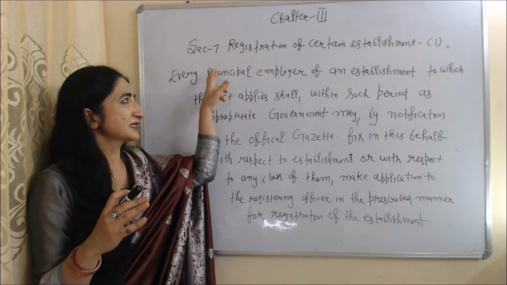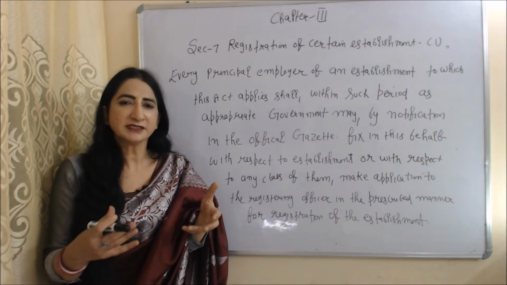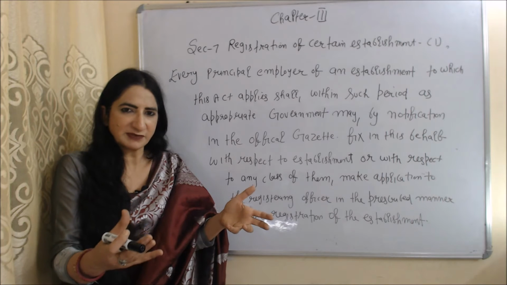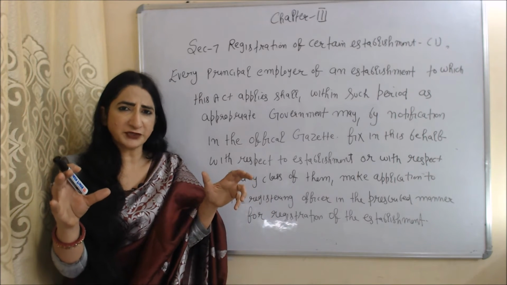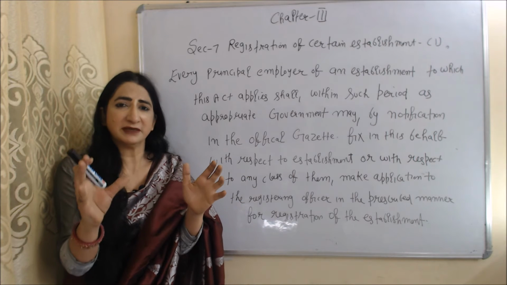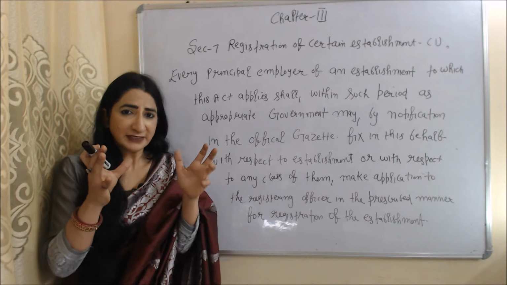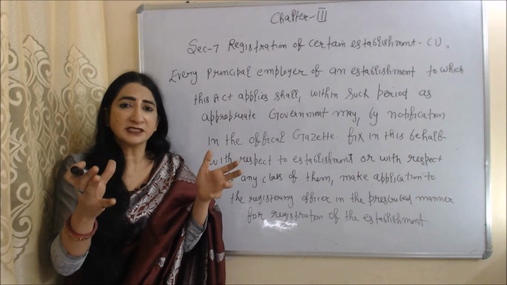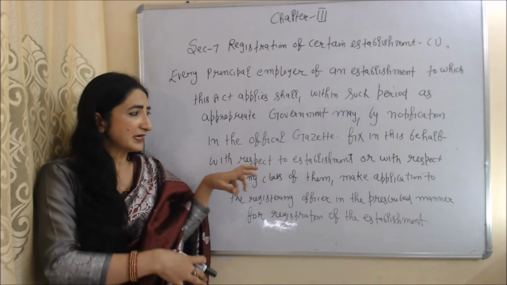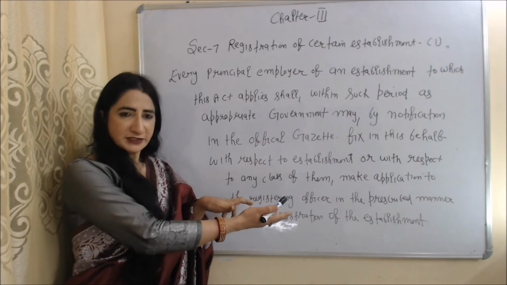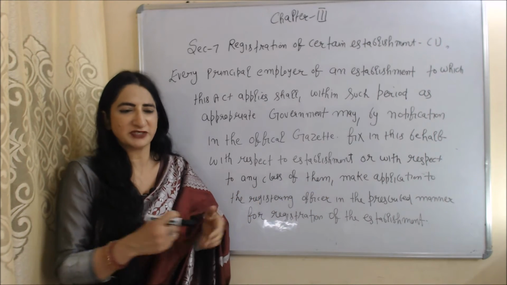Section 7 talks about registration of certain establishments, meaning how an establishment can register itself under this act. The government, by giving notification in the official gazette, prescribes a time limit for an establishment or class of establishments, and within this prescribed limit every principal employer of an establishment to which this act applies must make an application to the registering officer in the prescribed manner for registration of their establishment.